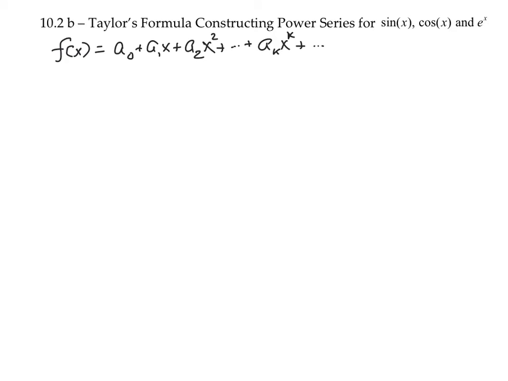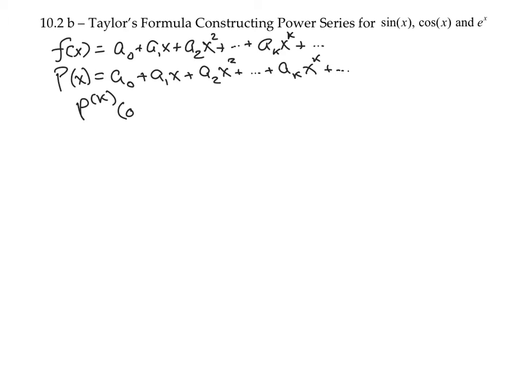So I want to start by claiming that if we let p of x be the following polynomial, that is, p of x is a0 plus a1x plus a2x squared plus dot dot dot plus akx to the k plus dot dot dot, what I want to claim is that the kth derivative of p at 0 is ak times k factorial. And this should make perfect sense, because as you take successive derivatives of p, each of the constants drops off and all of the degrees get dropped by 1.